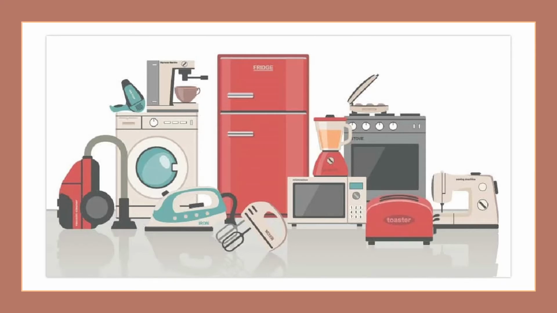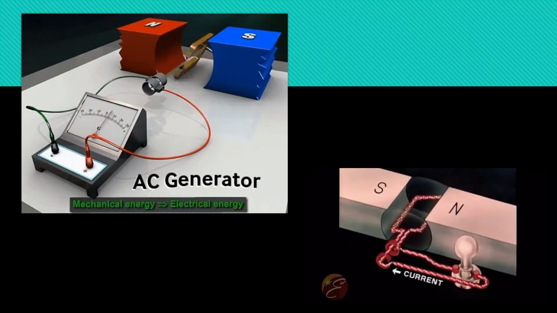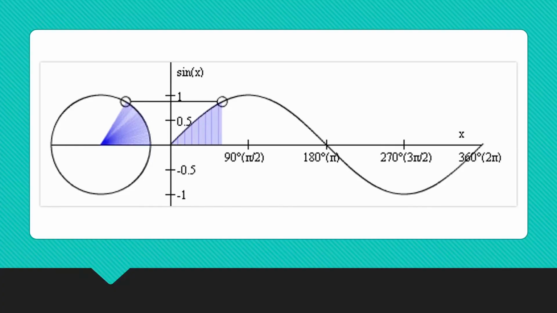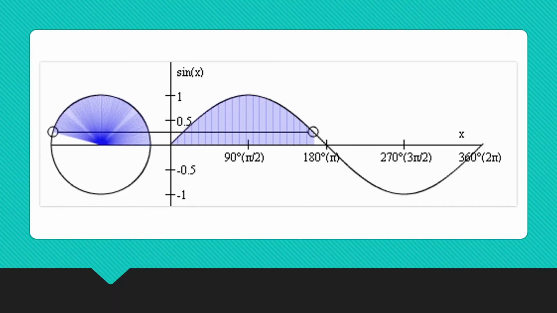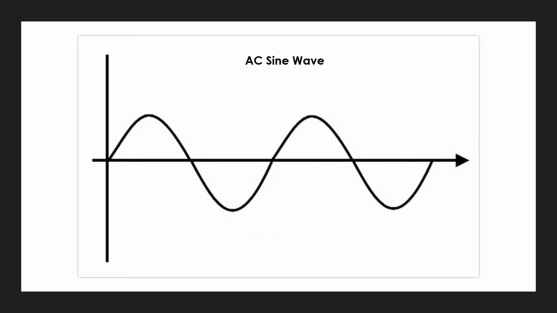But how does it work? Well, AC power is generated by converting mechanical energy to electrical energy. This is done by rotating or oscillating a coil inside of a magnetic field, leading to directional current as the coil spins. This forces electrons to move one way, then the other. This can be displayed using an AC sine wave.